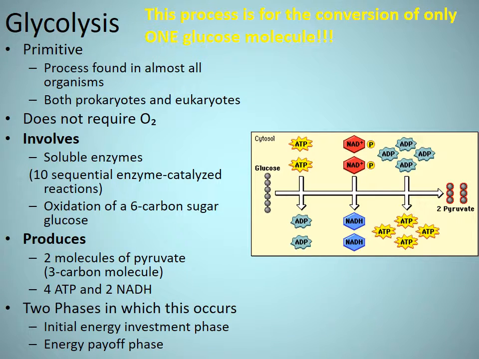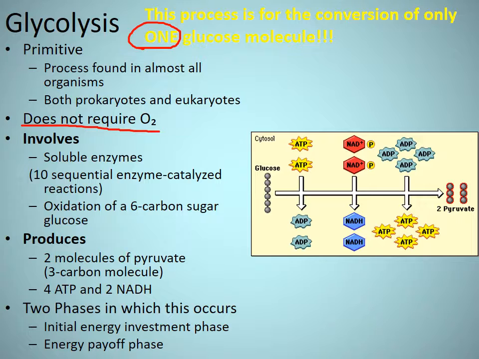The first stage that we're going to talk about is glycolysis. This is the beginning stage of cellular respiration. I can't say it's the beginning stage of aerobic cellular respiration only, because glycolysis does not require oxygen. Keep in mind that as we go through these stages, we are only talking about a single glucose molecule, C6H12O6. That is it.